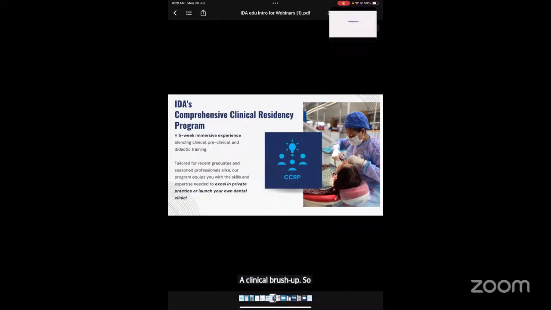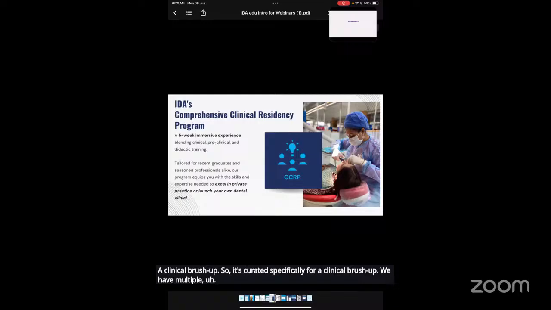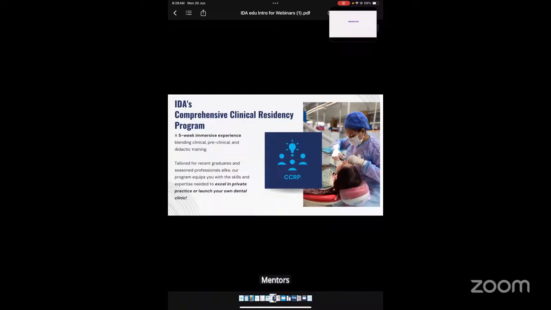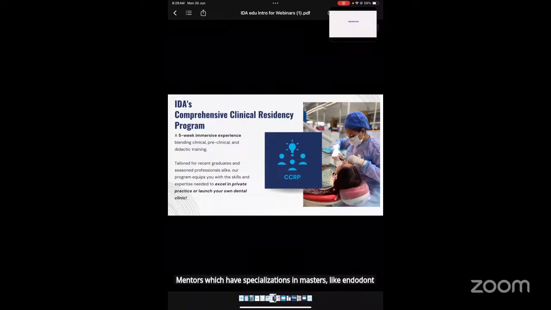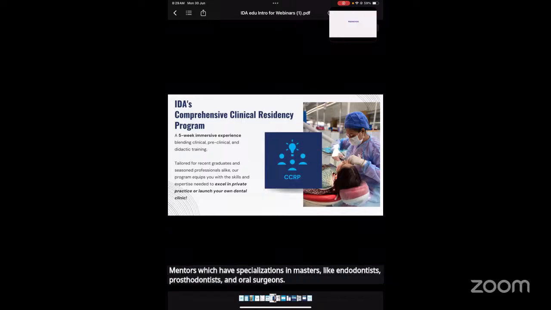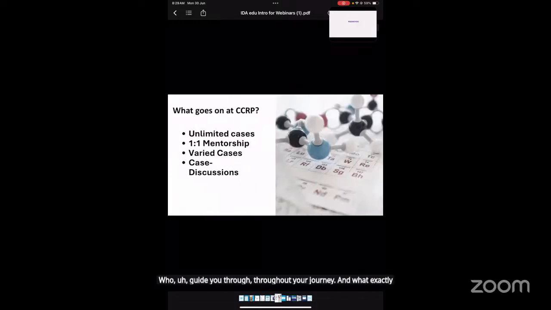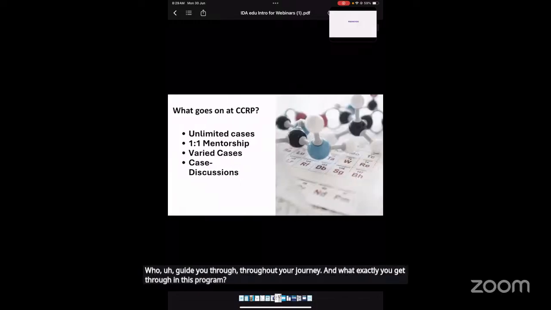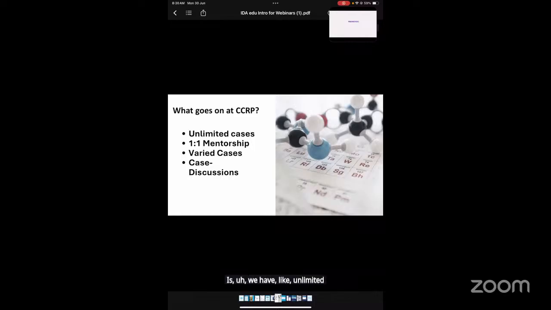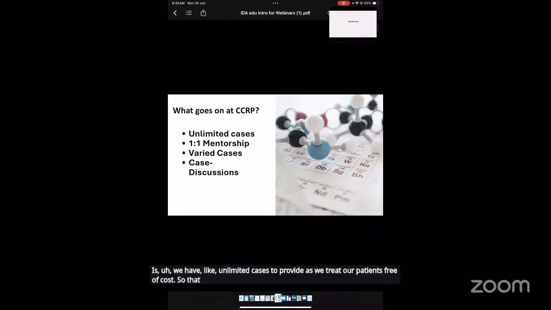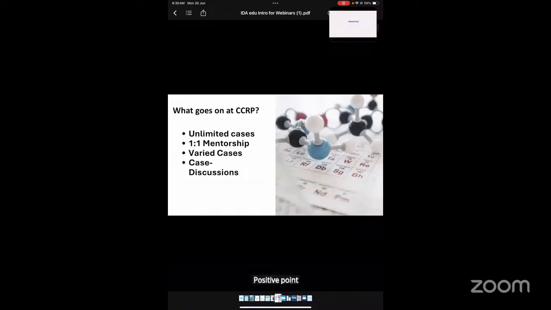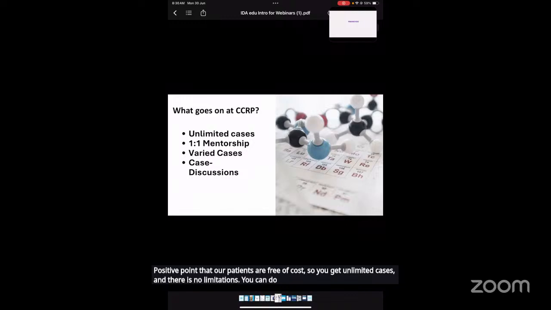So it's curated specifically for a clinical brush up. We have multiple mentors with master's specializations, like endodontists, prosthodontists, and oral surgeons, who guide you throughout your journey. What exactly you get in this program is unlimited cases, as we treat our patients free of cost. So that is one positive point: our patients are free of cost, so you get unlimited cases and there is no limitation. You can do as many cases as you wish to.